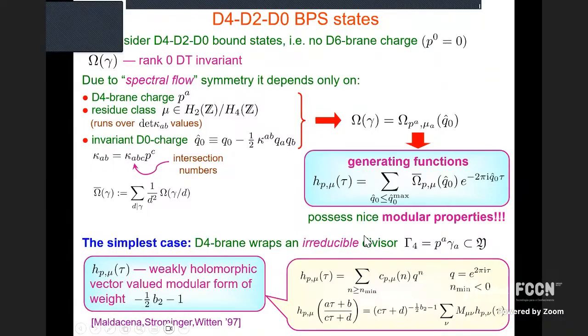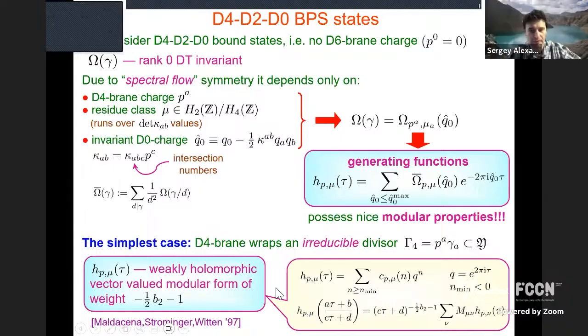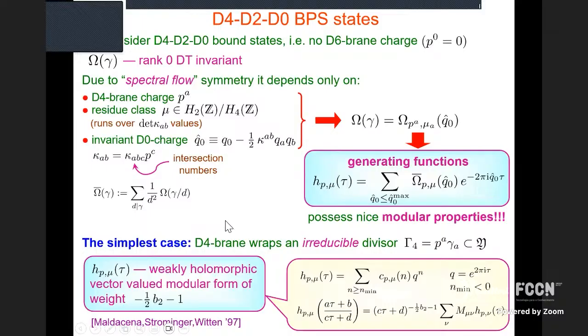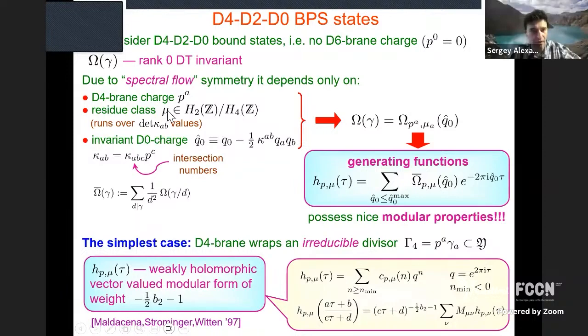Sorry, question. Is the mu in h_mu the same as the residue class mu? Yes, it's the same mu. Can you say something more about the residue class, please, and where it comes from? Well, there is the spectral flow symmetry, which says that, roughly speaking, your BPS index is invariant under certain shifts of the charge vector. And these shifts allow us to essentially remove the D2 brane charge, but not completely. So some information about it remains.